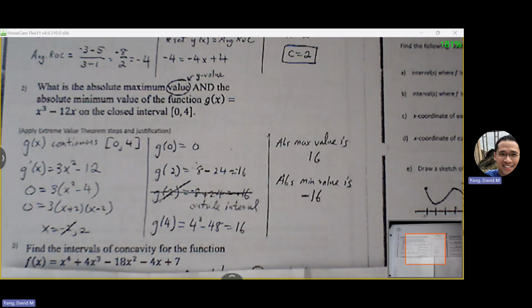Okay, number 3, find the intervals of concavity for the function. So we know anything dealing with concavity comes from the second derivative function. So make your way down to f double prime, set f double prime equal to 0, create your concavity sign line, test your subintervals.